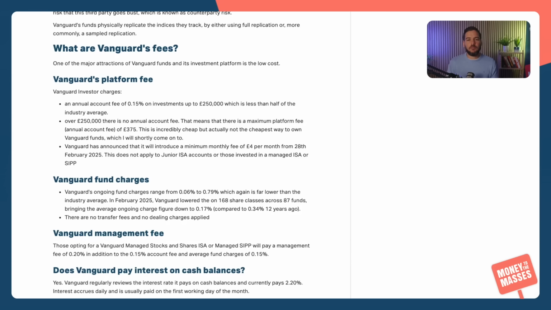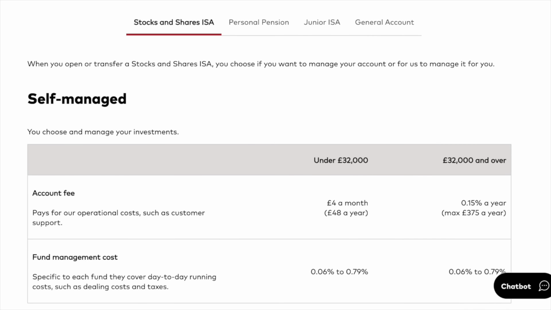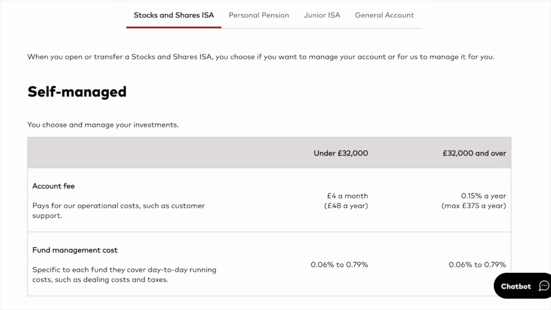of £375 per year. However, Vanguard did introduce a minimum monthly fee of £4 a month for customers that opted for its self-managed ISAs. So they don't apply on the managed ISAs, but they do apply on the self-managed ISA, SIPP, and general investment account. But that came into effect from February 2025. I must point out it doesn't apply to the junior ISAs, however. But it now makes Vanguard far less competitive for investors investing less than £30,000. I'll look at the alternatives shortly for those particular people impacted.